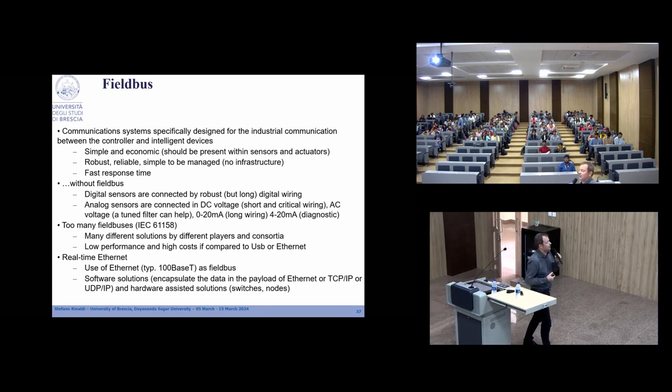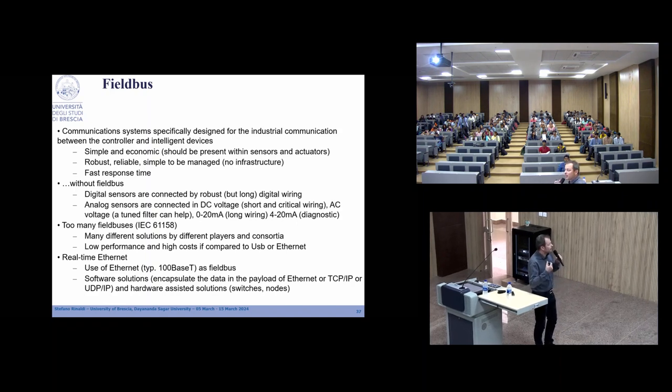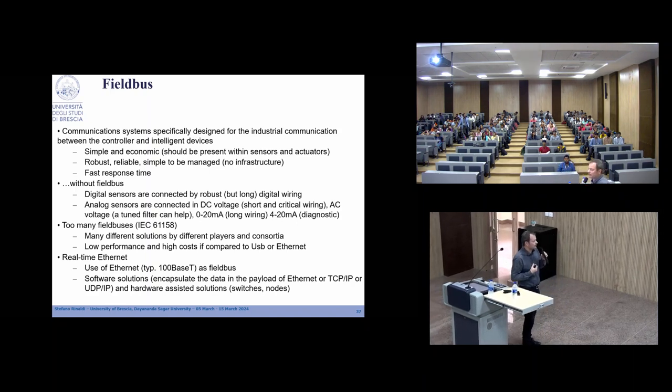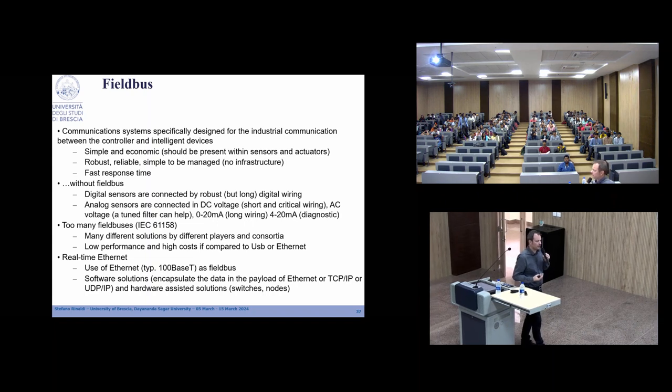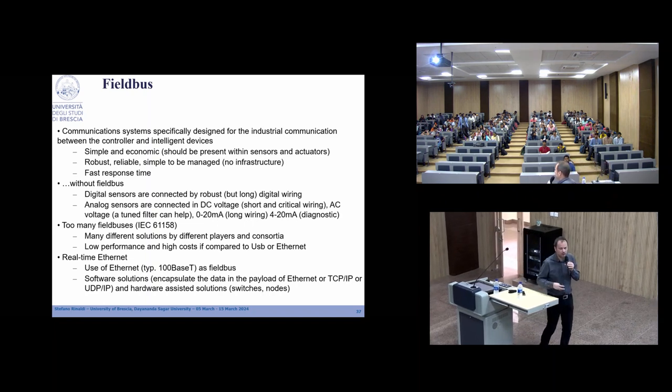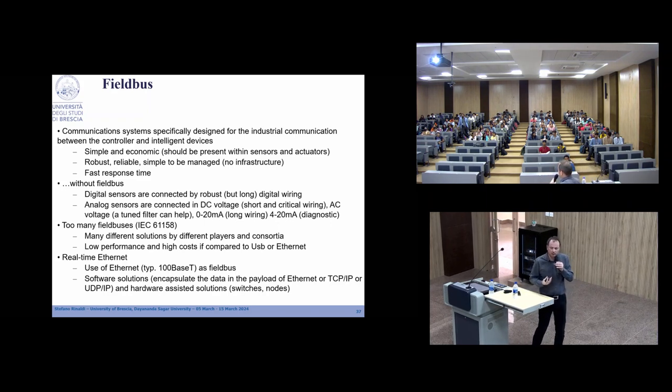And since the field bus transfers the information coming from sensors, the communication of a field bus has to be robust and reliable. Generally, it's not allowed to lose information at this level. Otherwise, the controller is not able to control the system if we miss some of the data.